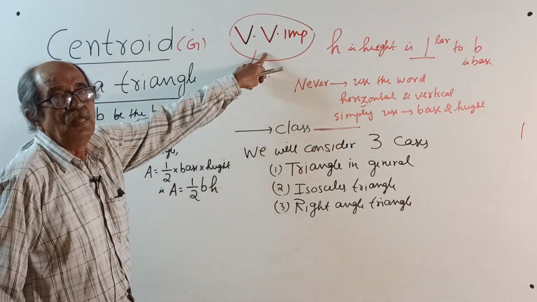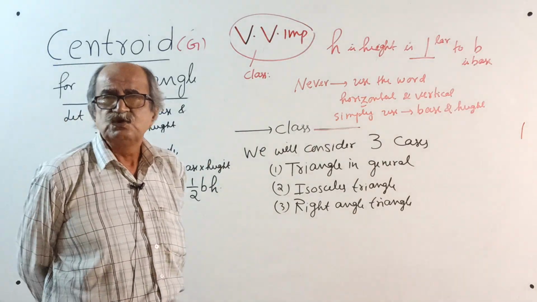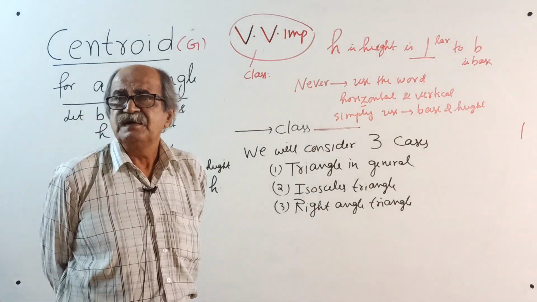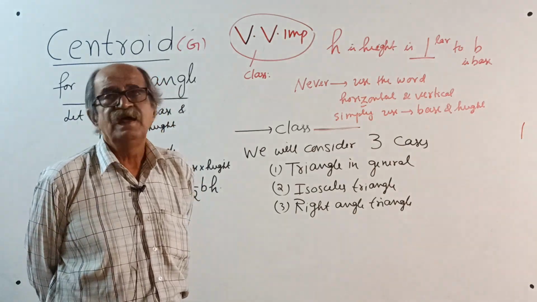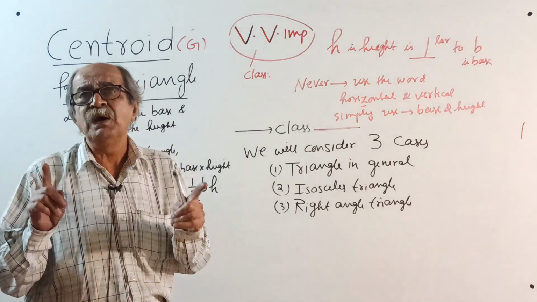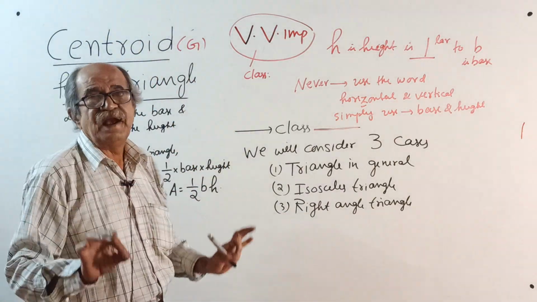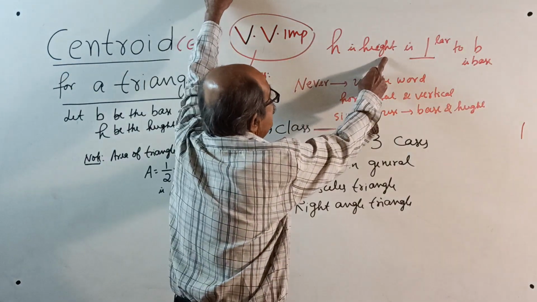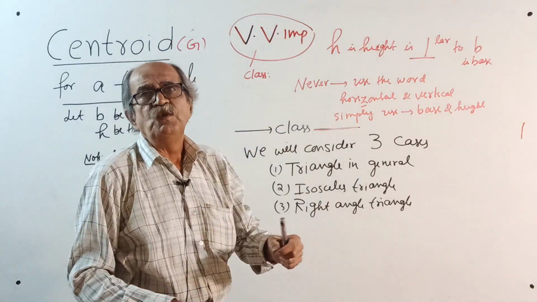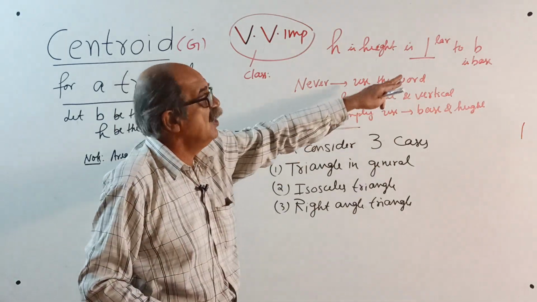Now, a very, very important point I am telling now. Many people get confused regarding the centroid for a triangle and also later for moment of inertia. For that, you should remember one important point. What I tell now, understand correctly. See, H is the height, and it is perpendicular to the base. Very important. When you say height H, it should be perpendicular or normal to the base.